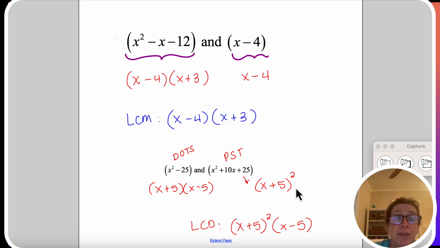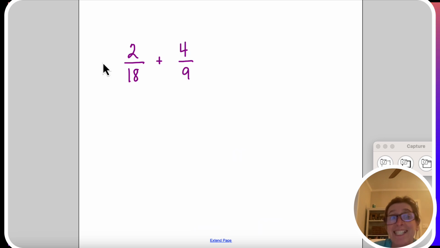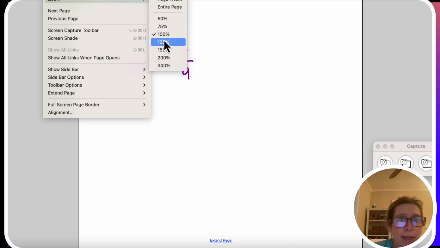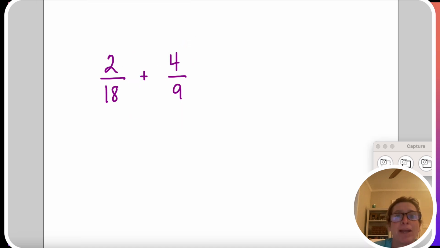All right. Now, this is going to be important as we move on to adding and subtracting rational expressions. To do that, let's first practice adding and subtracting fractions. I'm going to actually zoom in a little bit. I'm going to make it like this. There we go. Make it a little bigger.